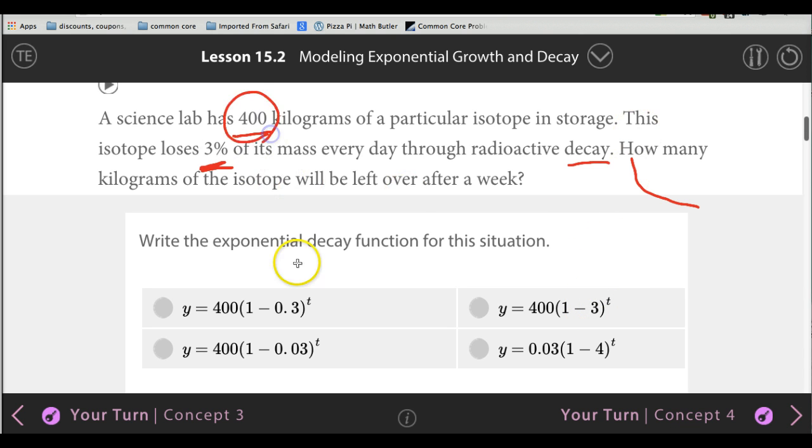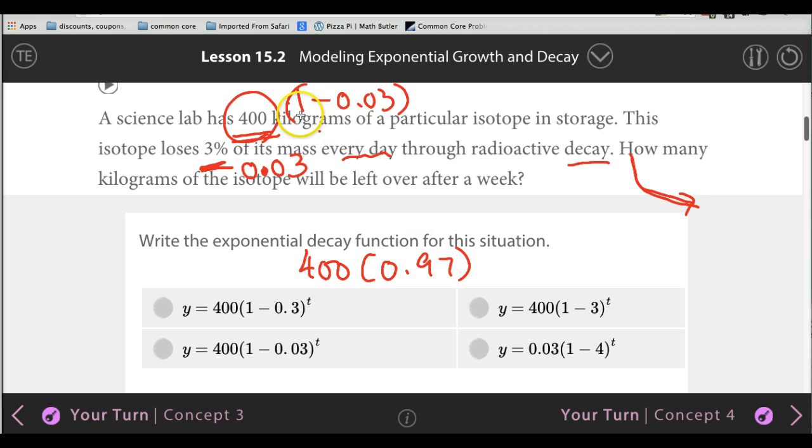So what do you start off with? Initial amount, 400. What are you going to multiply it by? 3% is 0.03. But it's decay. The graph is going to go down, right? So what are we supposed to do? If there were no changes, it would be 400 times 1, right? But every single day we're losing stuff. So we're going to be subtracting 0.03 from 1, okay? Which is going to be what? Right here.